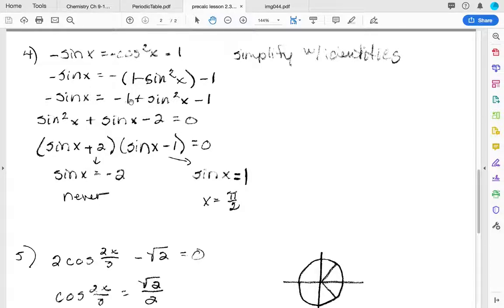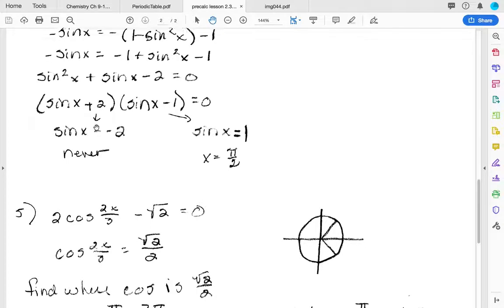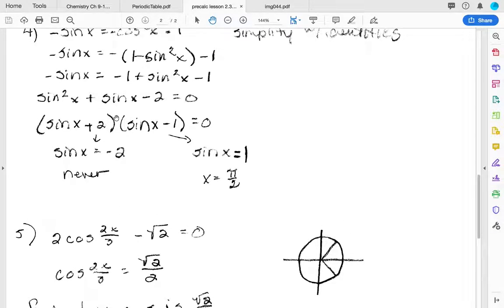I'm going to move this sine over to this side, and so I have sine squared x plus sine of x minus 2 equals 0. Now that everything is in terms of strictly sine, I can factor, it's a quadratic, to sine x plus 2, sine x minus 1. And I set each factor equal to 0. I have sine of x equal negative 2. This never happens because remember, sine wavers between negative 1 and 1. And I have sine of x equals 1, and that happens at pi over 2. So my answer between 0 and 2 pi is at pi over 2.